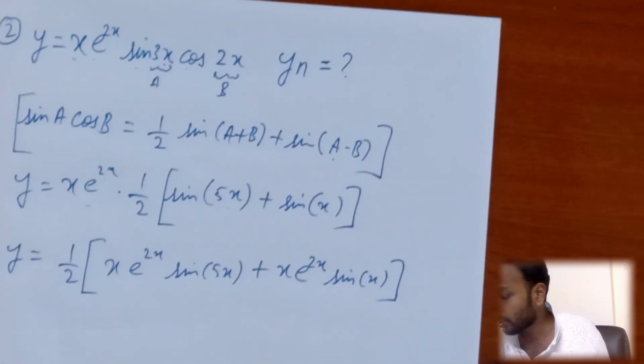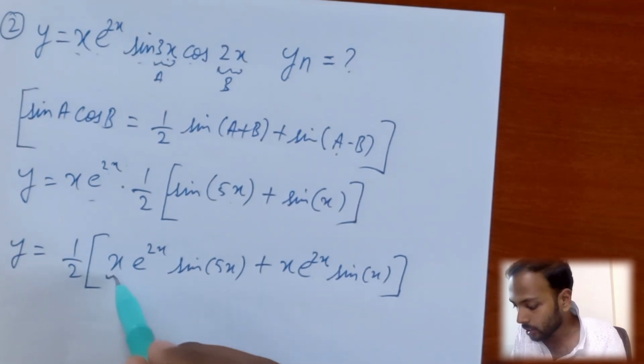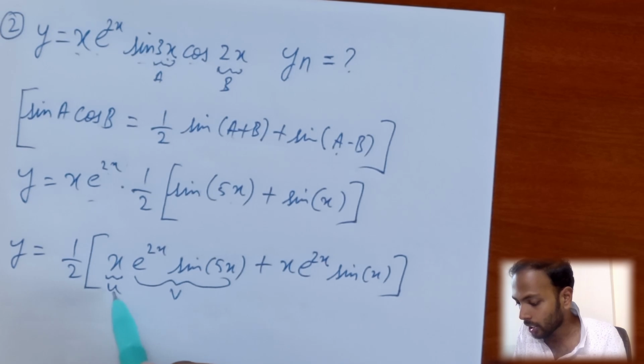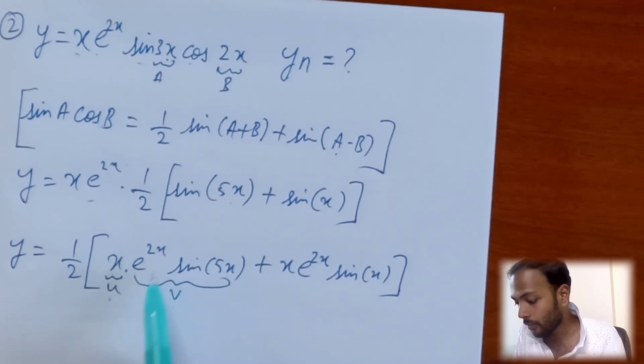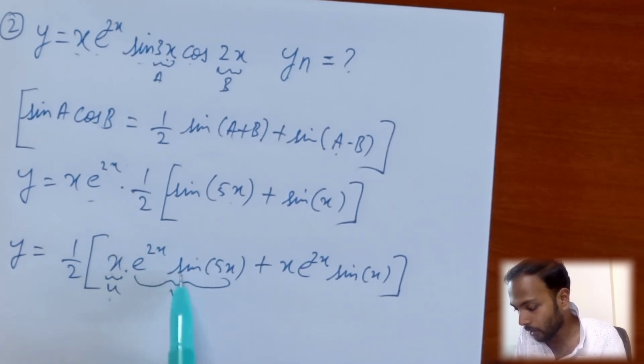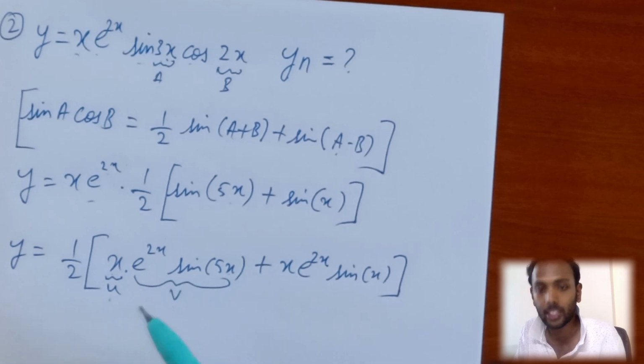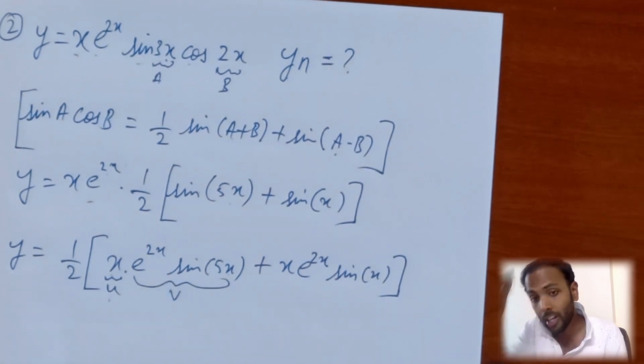Now you can apply the Leibnitz theorem. How? If you consider x as u and this entire thing as v, this is in the form of u into v. Here u is x, and v is this entire portion. Why did I choose e power 2x into sine of 5x as v? Because for this we already know a formula, which is this.